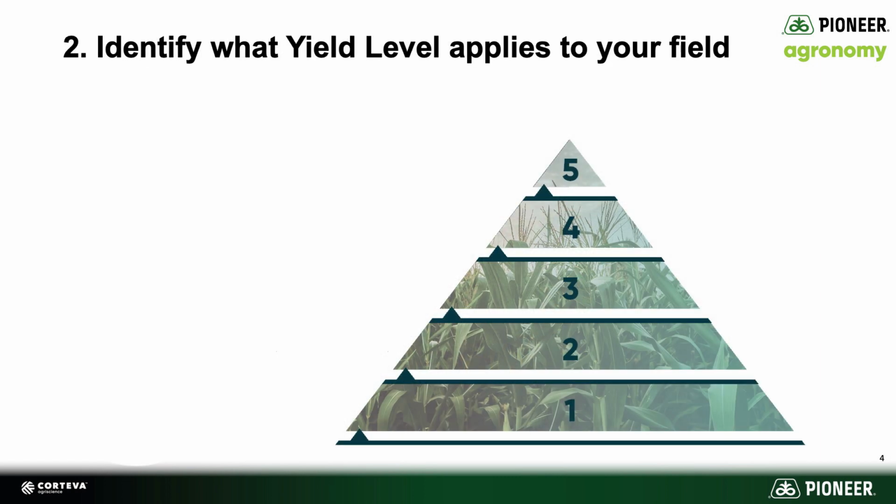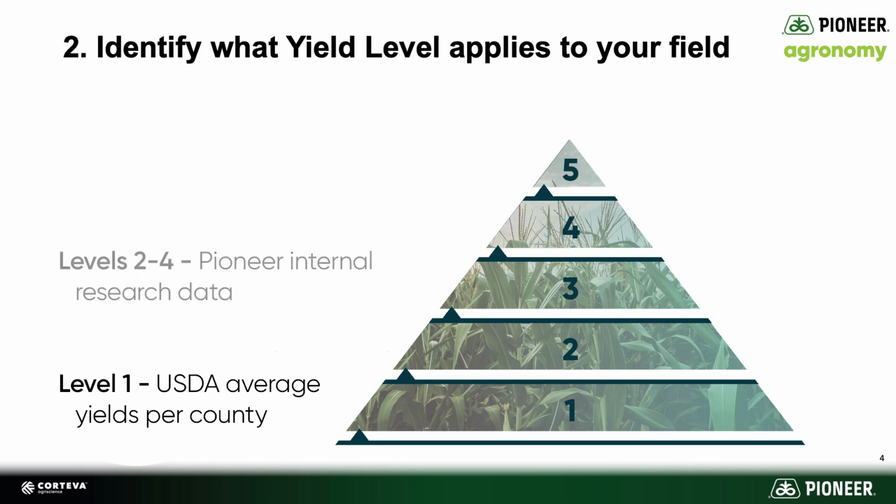The pyramid basically consists of 5 different levels. That base level, or level 1, would represent the USDA county average yield for that particular zone. Levels 2, 3, and 4 are based off our Pioneer internal research data, along with over 30 variables of crop management inputs. Level 5 is kind of the future. That would represent where some of our highest yielding fields occur, such as yield contest winners.